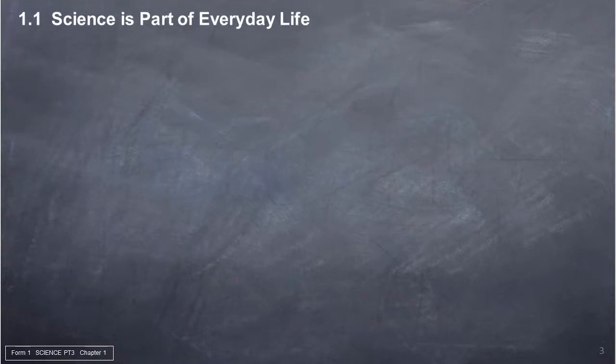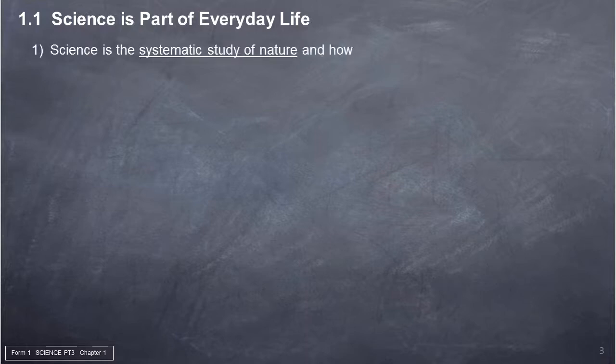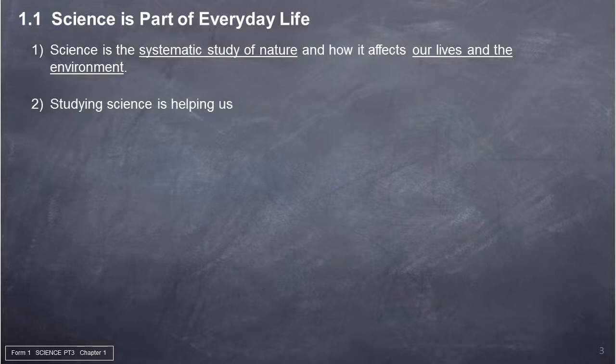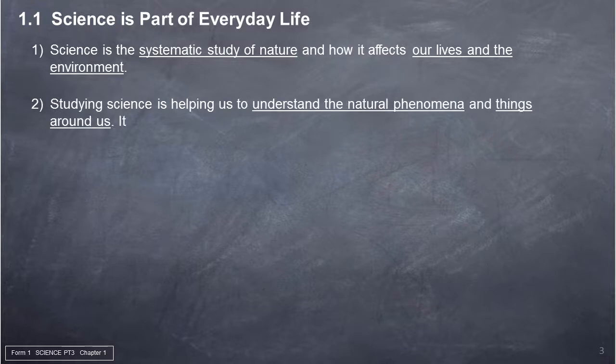1.1. Science is part of everyday life. 1. Science is the systematic study of nature and how it affects our lives and the environment. 2. Studying science is helping us to understand the natural phenomena and things around us. It enables us to think logically and systematically.